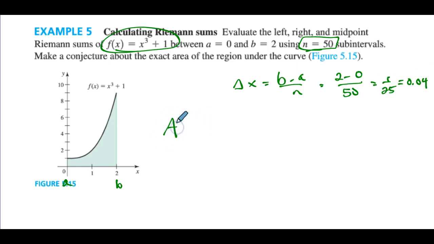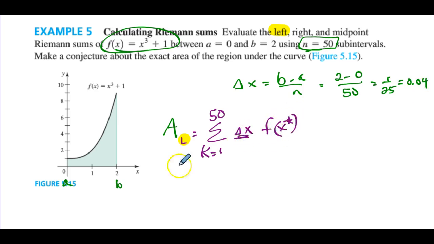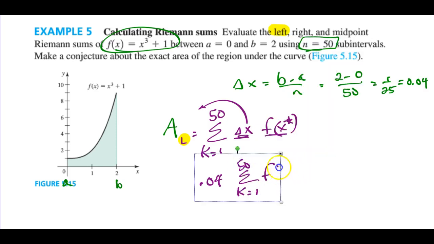So the area, and let's see, who do we want to do? Left, right, oh, it says evaluate them all. Let's start with the left. So the area from the left would be the sum from k equals 1 to 50 of delta x times f of x star. I'll just write that out. We already know delta x is 0.04, and that's a constant, which can be popped out. So it's 0.04 times the sum from 1 to 50 of, go to the function and plug in my x star. Well, let's go find x star on the left.